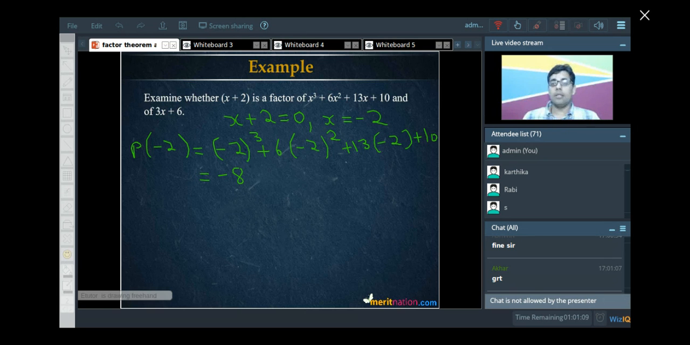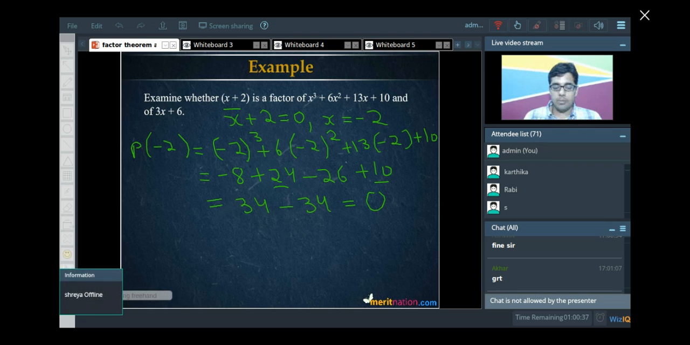plus 6 multiplied by minus 2 square, that will be 6 multiplied by 4, that is 24, plus 13 multiplied by minus 2, that will become minus 26, and then plus 10. It is coming as 24 plus 10, that is 34, and then minus 8 minus 26, that would become minus 34. It is coming as 0. So we can say the remainder is becoming 0 here, therefore x plus 2 becomes a factor of this given polynomial, x cube plus 6x square plus 13x plus 10.